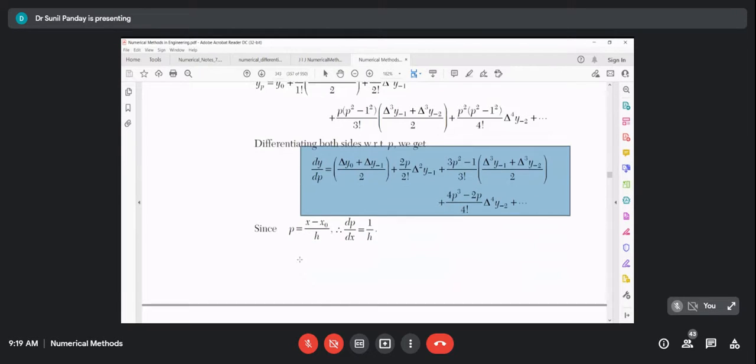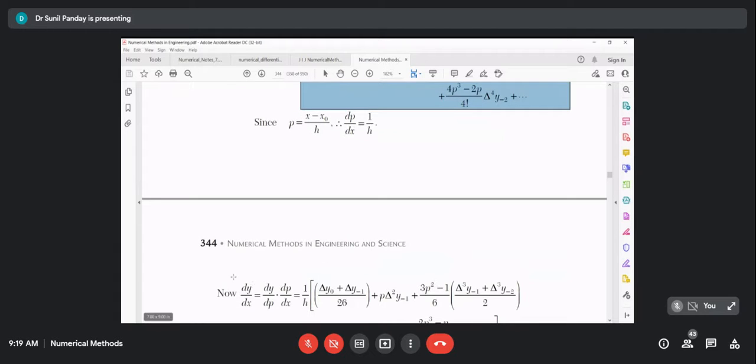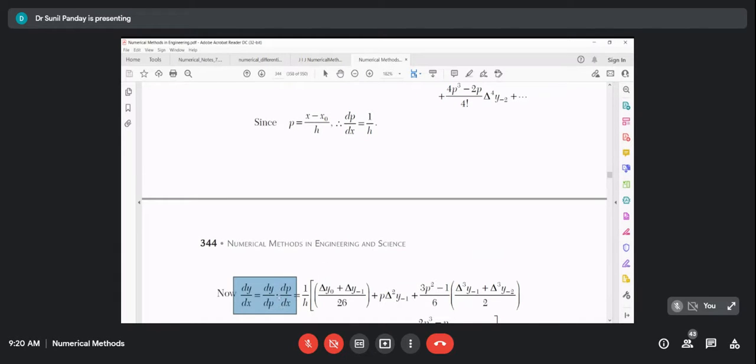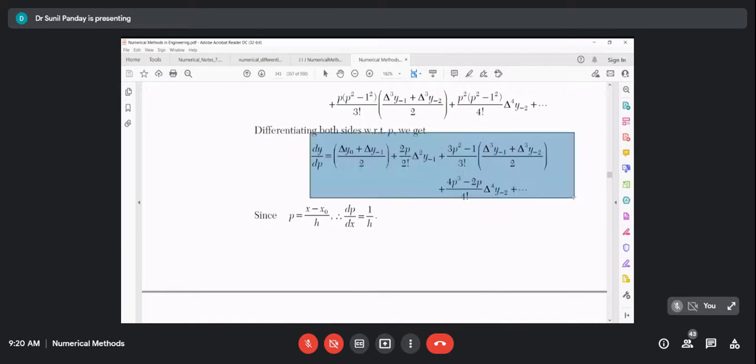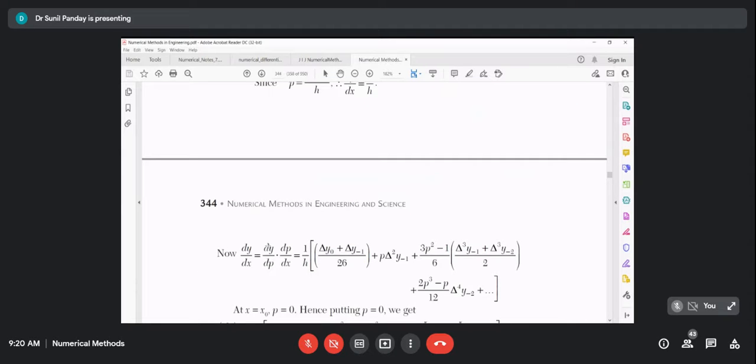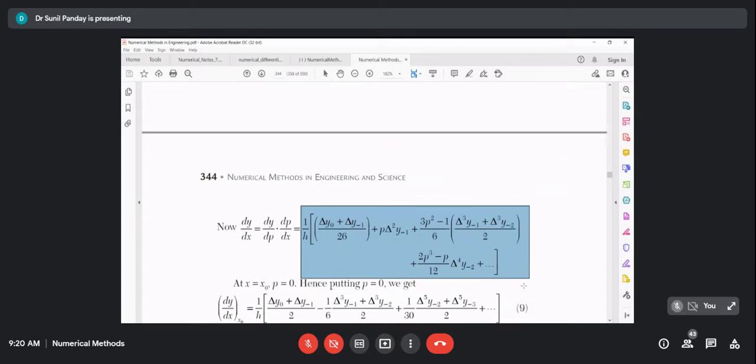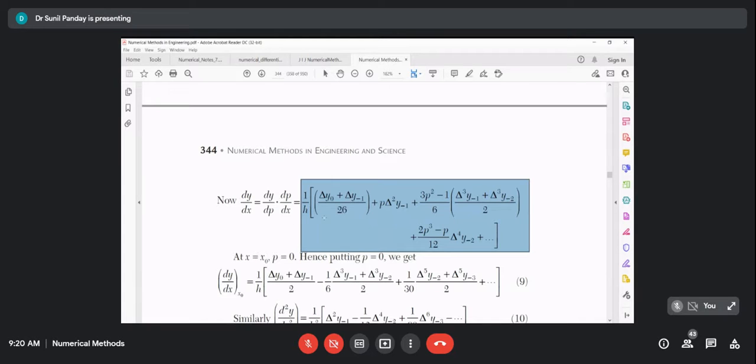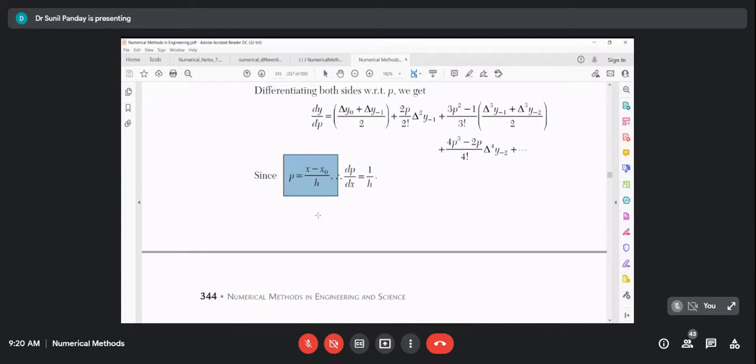So we apply the chain rule: dy by dx equals dy over dp into dp over dx. Dp over dx is 1 by h because p is this one, and dy over dp we have already calculated here. We substitute these two values, and we will have this one as the formula to calculate the derivative at the middle point of the table. Here, when you substitute x equals x naught, p is actually equal to 0 because p is x minus x naught.